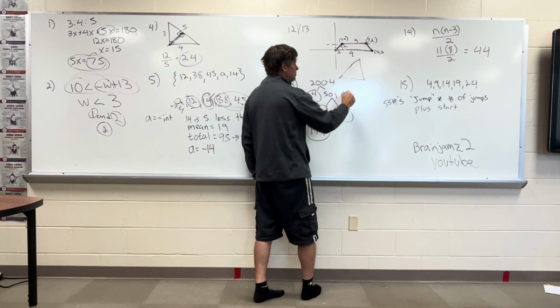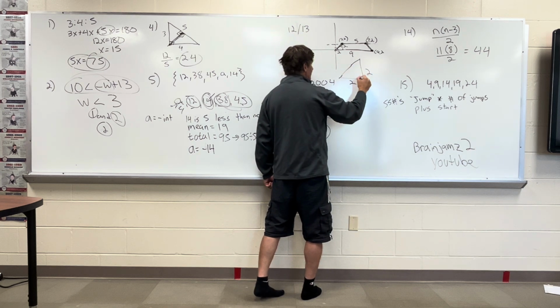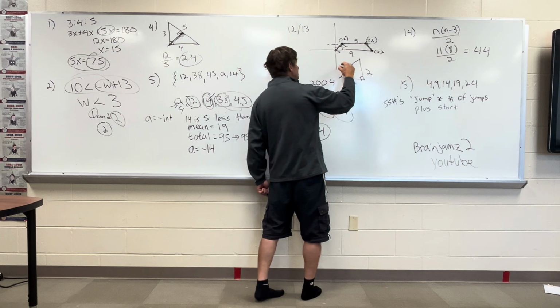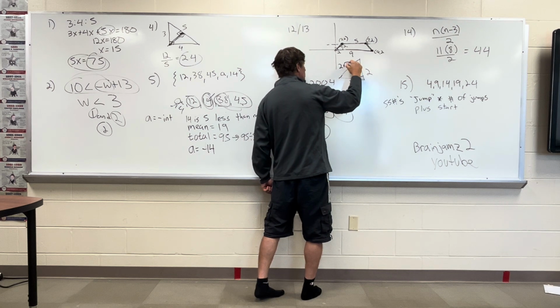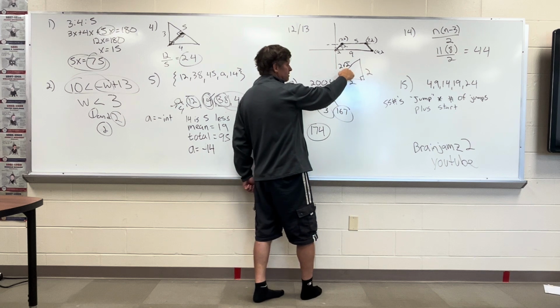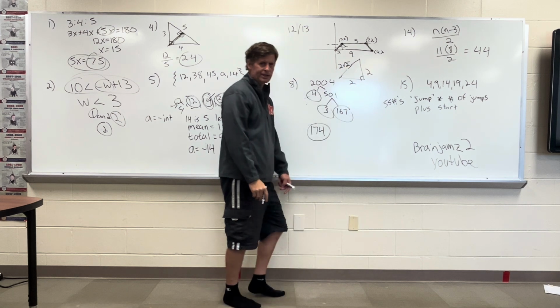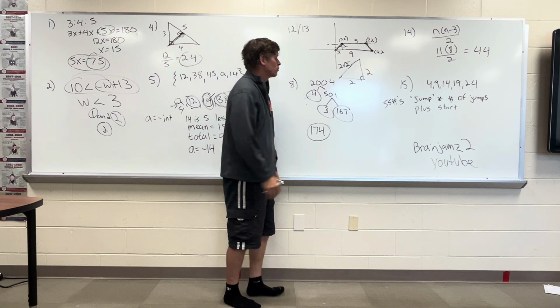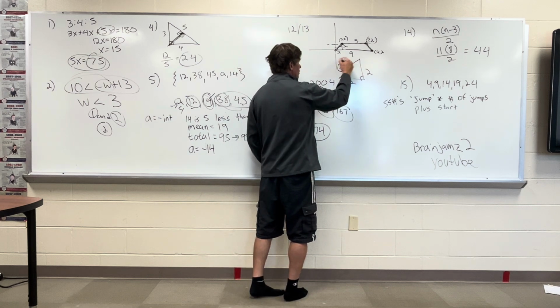right triangle, okay? And if that's the case, the hypotenuse is the square root of 2 times the length of one of the legs. Okay, so 2 times the square root of 2.